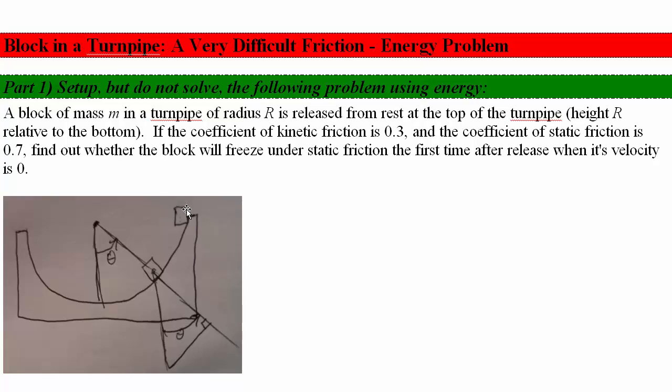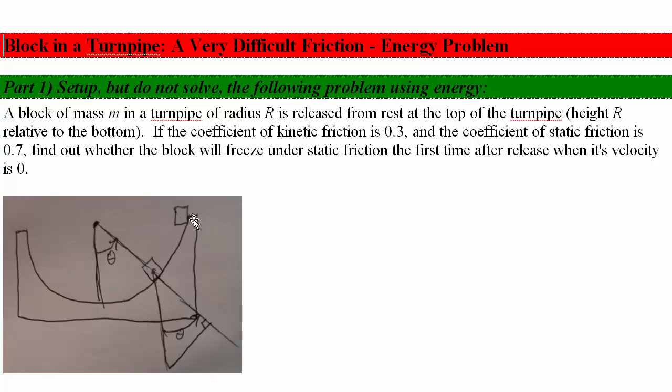So presumably it's going to get released, and then maybe kinetic friction is going to slow it down before it gets to the middle, or maybe it's going to rise up the other side to some height and then stop there. As its velocity is 0, then static friction will kick in. Either of those situations, we're going to try and find out the first time the velocity is 0 at the angle.